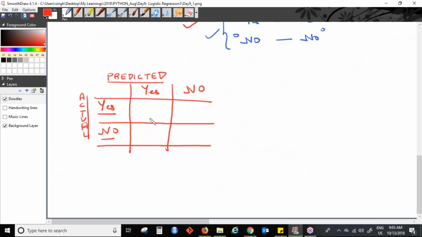Then I will count the number of cases where actually it was a yes and I predicted a yes, and I will write that number here. Similarly, I will count all the places where actually it was a yes but I predicted a no, and I will write that number here. And similarly for these: actually a no and I predicted a no, and actually a no but I predicted a yes.